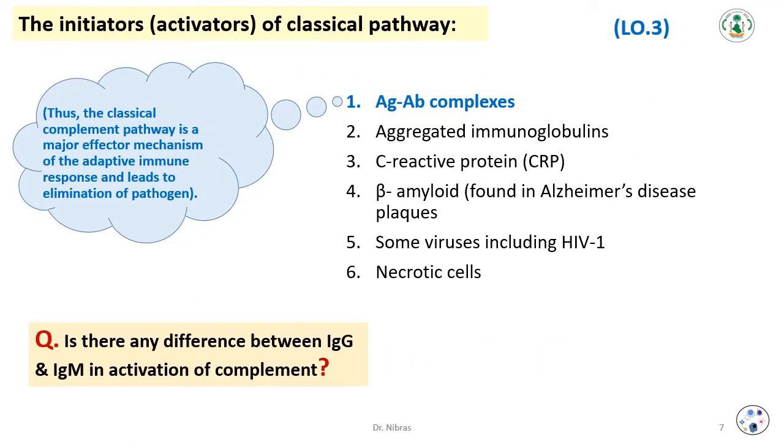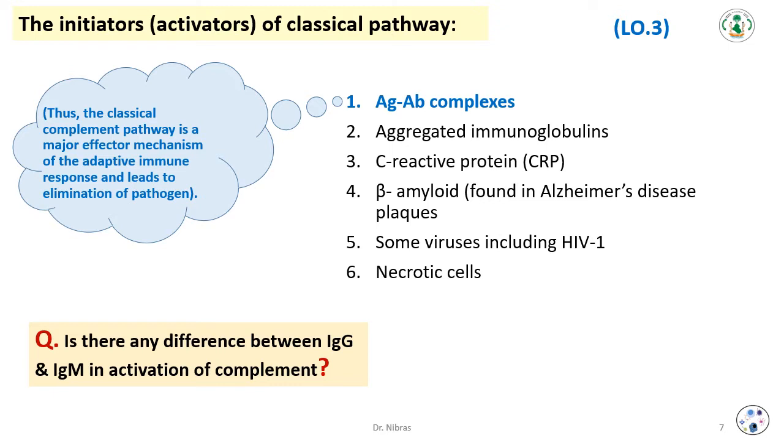Now, the initiator activators of the classical pathway: antigen-antibody complexes. That means the classical complement pathway is a major effector mechanism of the adaptive immune response and leads to elimination of the pathogen.